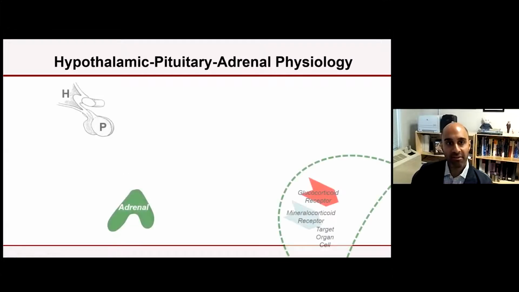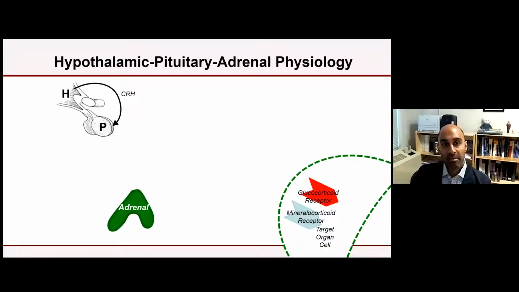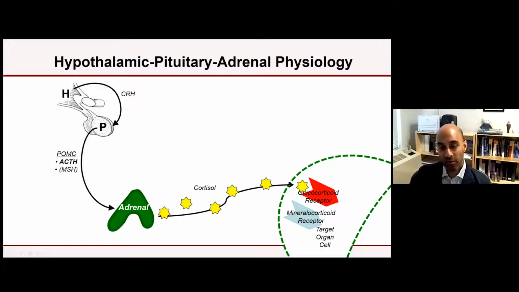So if we go back to the physiology, the hypothalamus secretes corticotropin-releasing hormone. The pituitary responds by secreting ACTH, and in parallel with ACTH is the secretion of melanocyte-stimulating hormone. We'll talk about that briefly. But ACTH is the key hormone that circulates through the blood and then tells the adrenal cortex to produce adrenal steroids. So the main one is cortisol. Cortisol floats around in the blood, and it can interact with the glucocorticoid receptor in any cell that expresses it. And that induces a variety of gene transcription and tissue-specific effects.